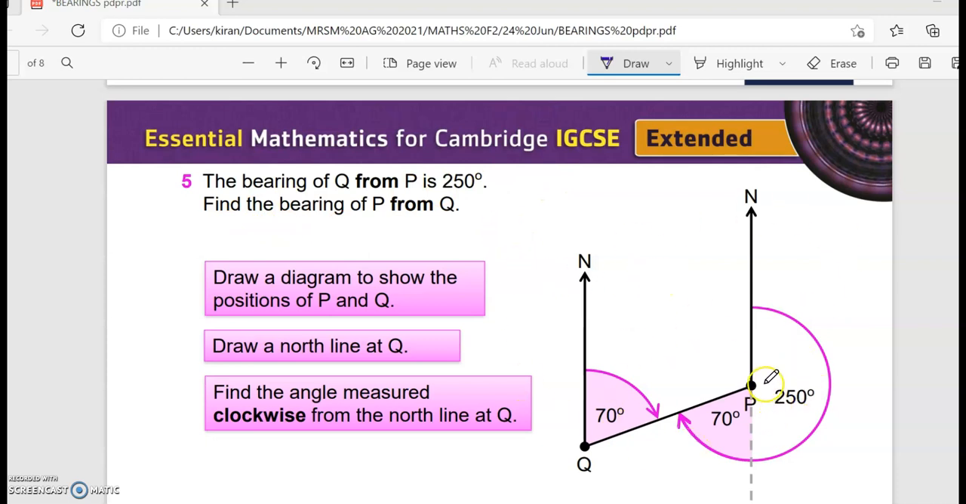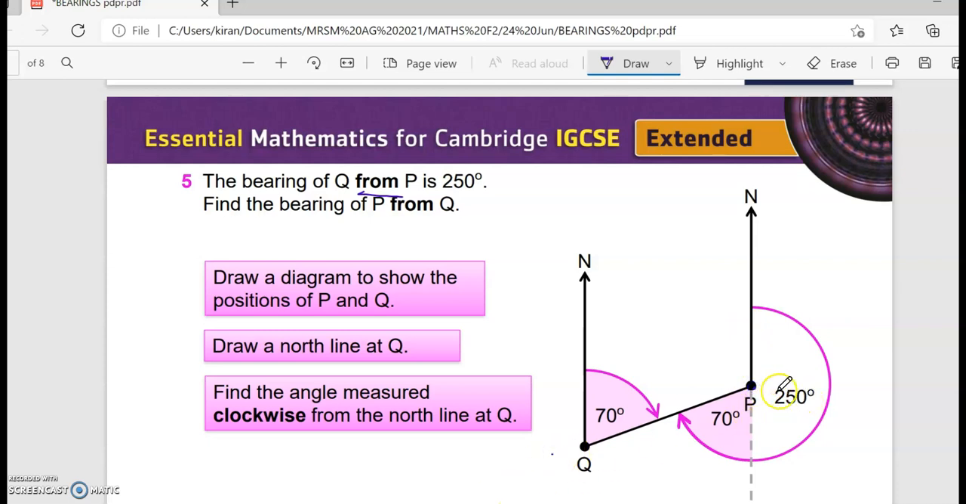So for this example, I will show directly. The bearing of Q from P, from P is 250. For the line P and Q, we must draw the line first. And then we measure 250 from the north line at P, in a clockwise direction. So this one is 250.